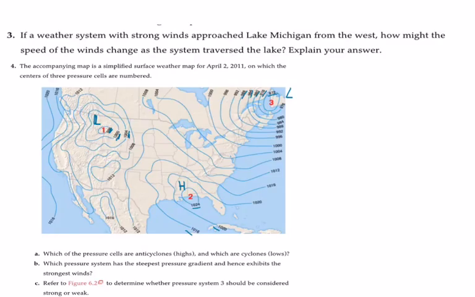Yes. And the last one, I'll just let you refer to that one. It says you need to refer to a figure to see if that number 3 that you said had the strongest pressure gradient, which it does, should be considered weak or strong. Probably strong, I'm thinking, yeah.